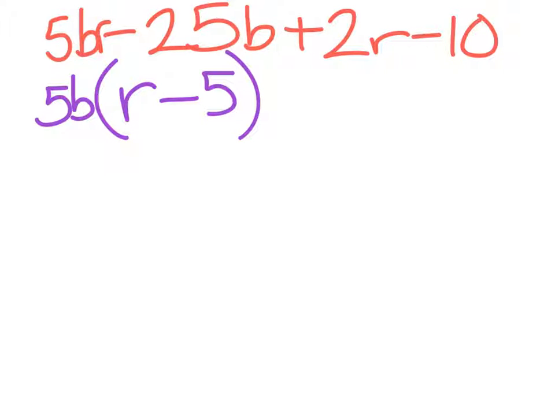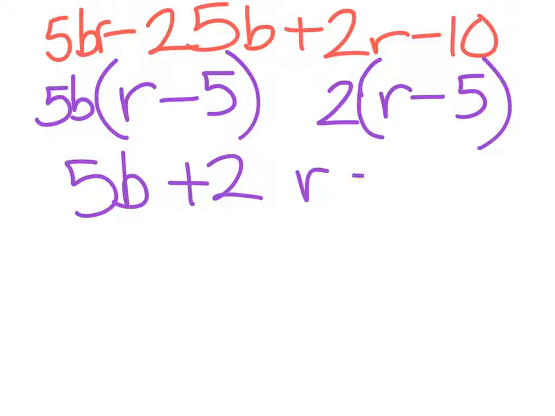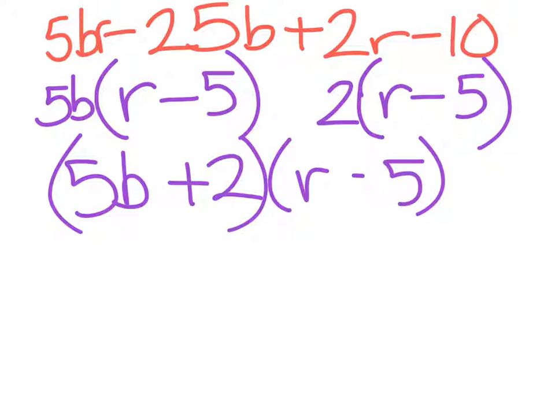And over here, if I factor out the 2, I will get r minus 5. Beautiful. 5b plus 2, r minus 5. And that should be the answer to number 31. r minus 5, 5b plus 2. Yep, there we go.